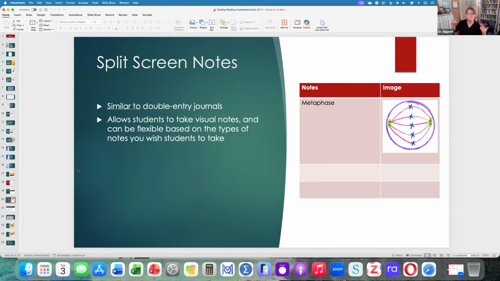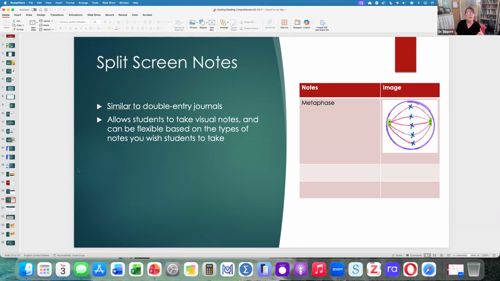Split screen notes, just like double entry journals. This one's really more for your students who need visualization. So here's one where students are taking notes from a science class learning about mitosis. Metaphase and an image of metaphase. They maybe draw that image, find an image from the internet, but they're connecting a visual representation along with a concept or whatever your learning might be.